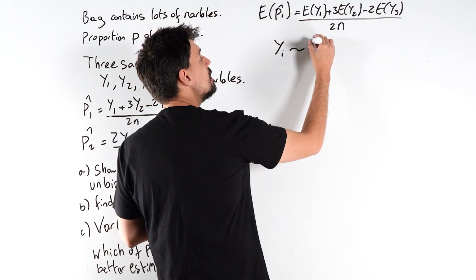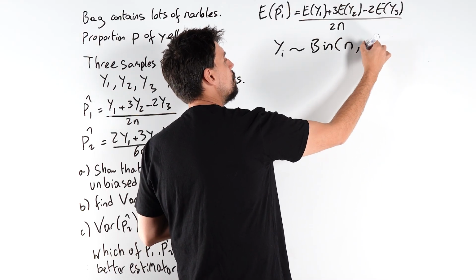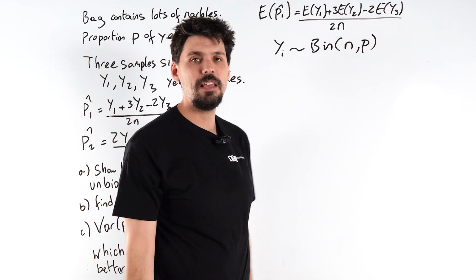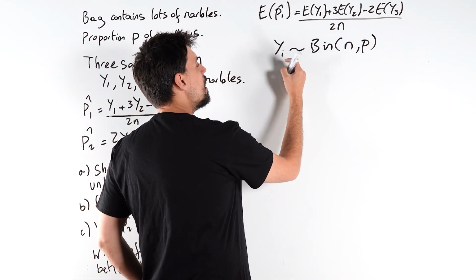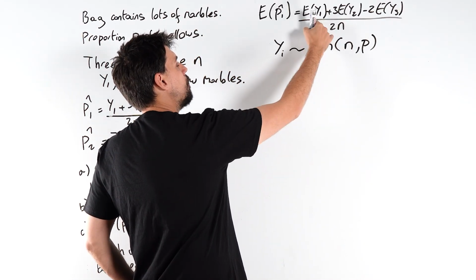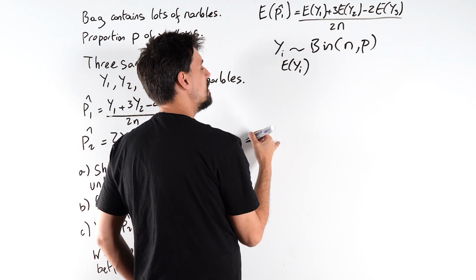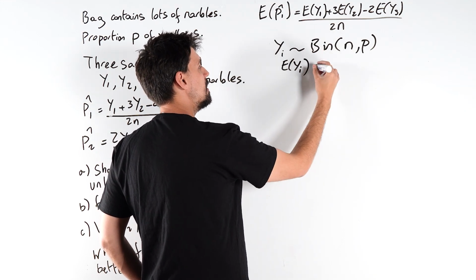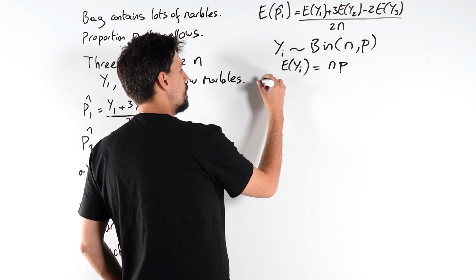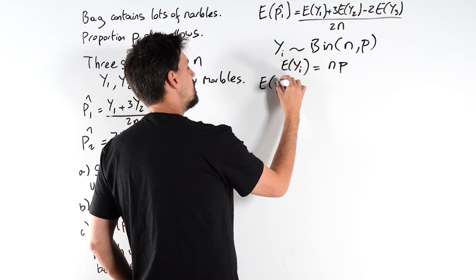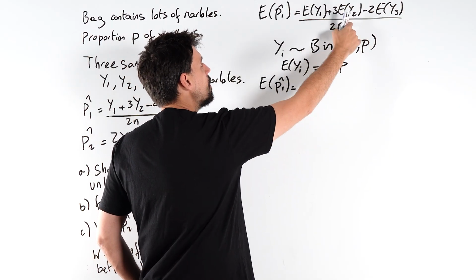So what this means is these follow a binomial with n marbles in that sample, each marble a probability p of being yellow. So what that means is, being the smart people that we are, we know that the expected value of y1 is the same as the expected value of y2, is the same as the expected value of y3. That is just np.